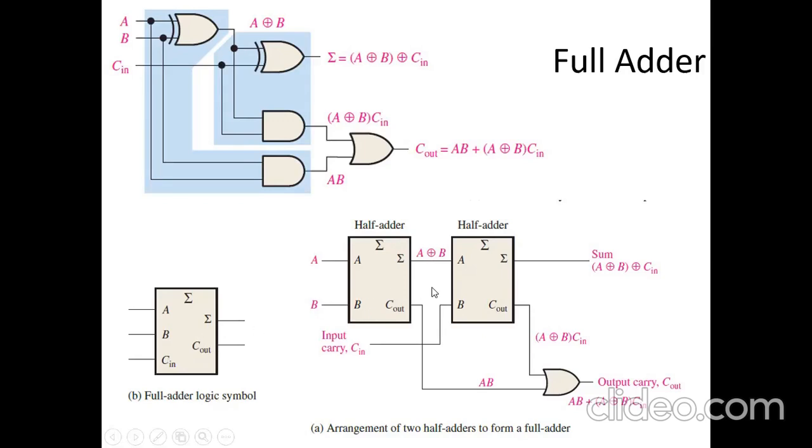We can form a full adder by combining two half adders as shown here. We connect the two half adders together to give us a full adder.